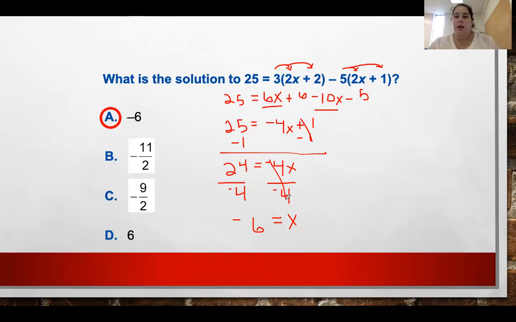If you need time, go ahead and pause this so you can copy the work down or double check yours. Go ahead and take that moment. We're going to move on to our next question, our next example.